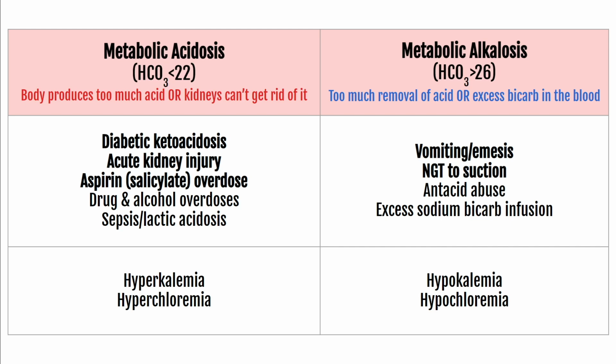But in metabolic acidosis, your body either produces too much acid or the kidneys can't get rid of the acid. So in acute kidney injury, your body is not able to get rid of excess acids, so they stay in your system and they cause metabolic acidosis.